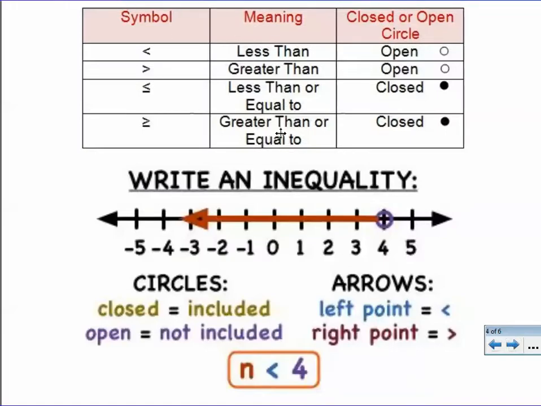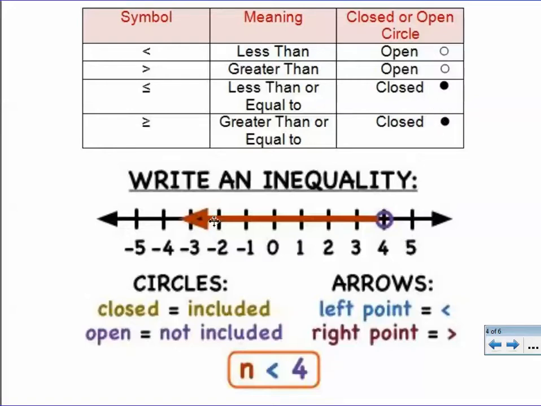You should be familiar with this top part here as far as what the symbols represent: less than, greater than, less than or equal to, greater than or equal to. Last year you started to learn about the open circles and the closed circles of when they are graphed. Open means that that number is not included. So if I said you can have less than 5 pieces of pizza, well, 5 pieces of pizza wouldn't work because that's not included, but you could have 4.5 pieces or 4 pieces. That would be an open circle, where a closed circle would be something like what we saw in the previous slide about your averages, where the number is included in the solution.